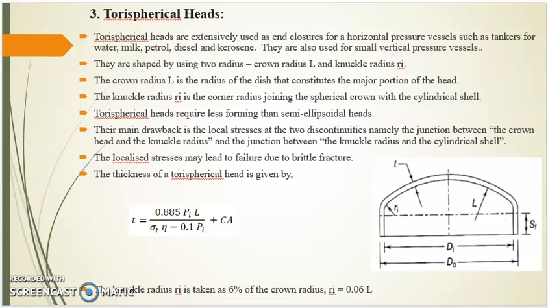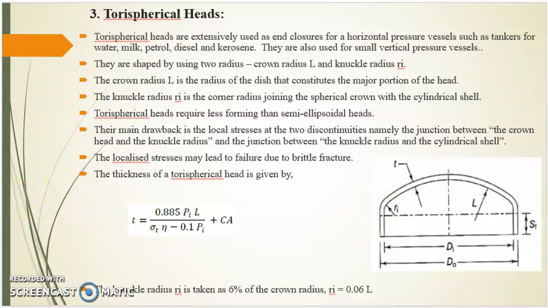Toruspherical heads are extensively used as enclosures for horizontal pressure vessels such as tankers for water, milk, petrol, diesel, and kerosene. They are also used for small vertical pressure vessels. They are shaped by using two radii, the crown radius L, that is this radius, and the knuckle radius Ri, that is this small radius Ri, which connects this crown radius with this cylindrical shape.